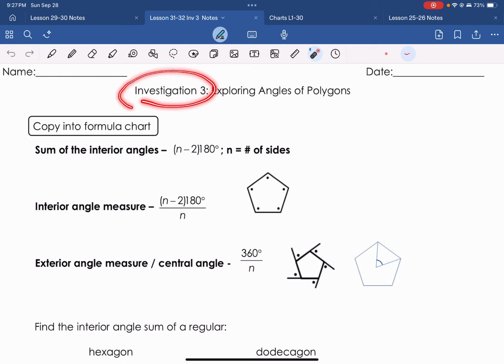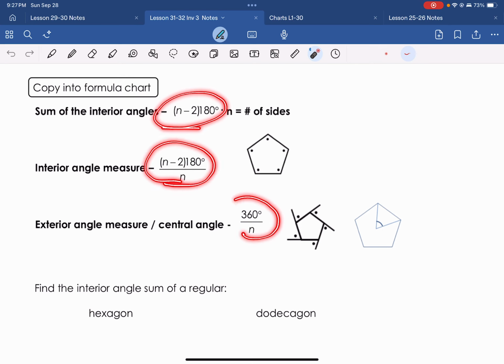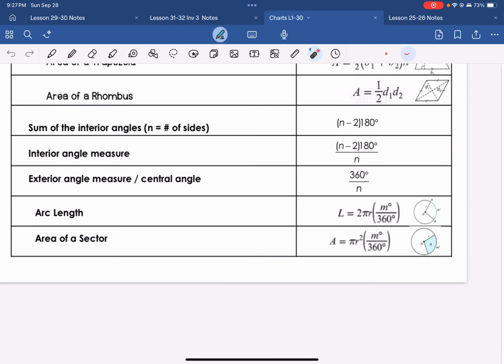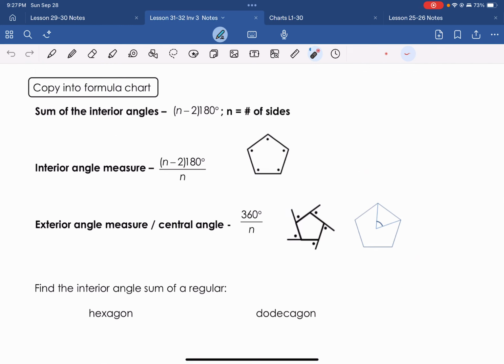Okay, this is investigation 3, exploring angles of polygons. So notice you'll have interior angles, which are on the inside of the polygon, and you'll have exterior angles, which are on the outside of the polygon. We have these formulas here that I'd like you to copy into your formulas chart. You'll notice over here in the formulas, they're down here at the bottom, and I've included a link for you to copy those when you have time.